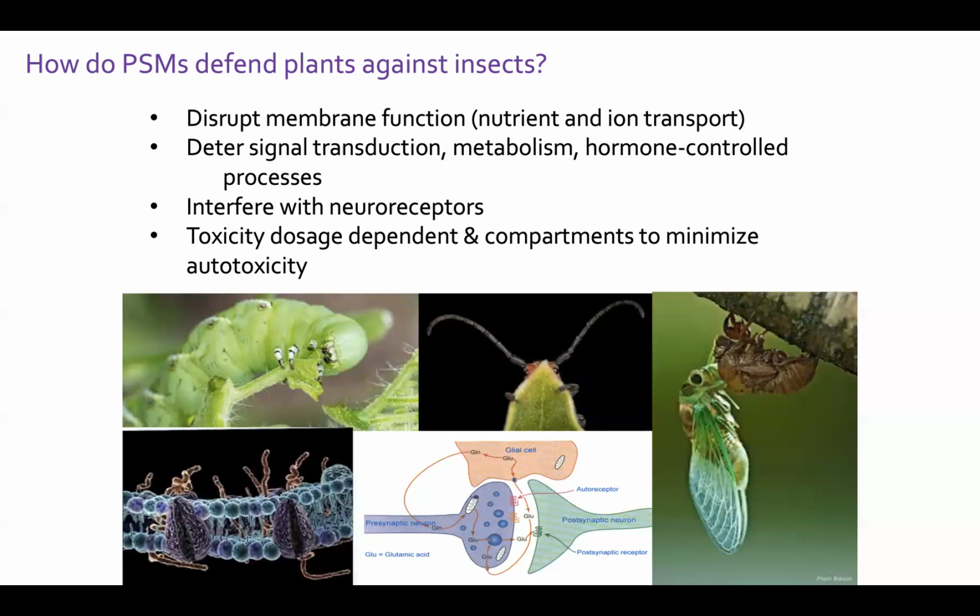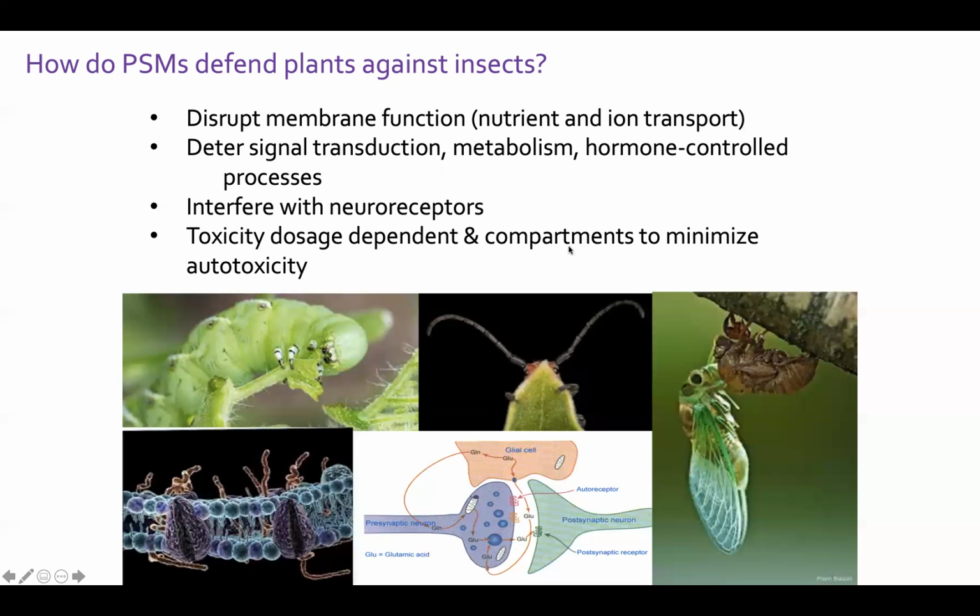And what I want to end with here is that all of these responses and this toxicity in general is incredibly dosage dependent and depends on the dosage over time. So that is really a function of the insect's age, its size, its health, and the mechanisms that that specific species uses to either absorb or excrete secondary metabolites.